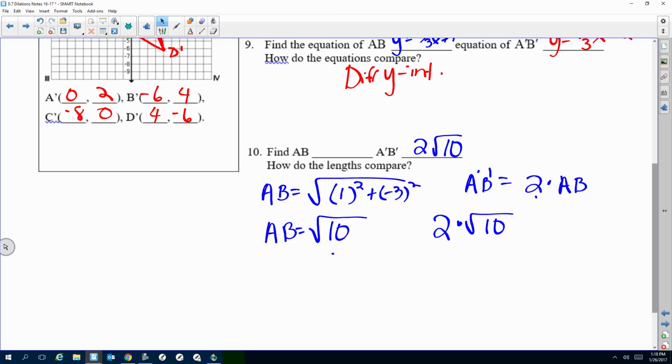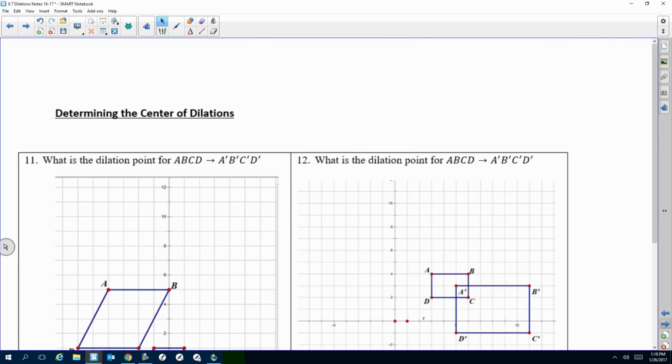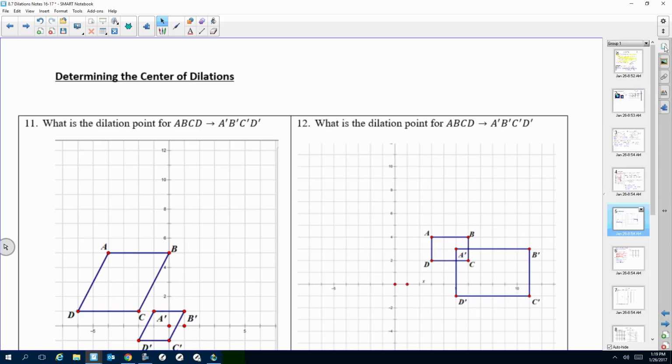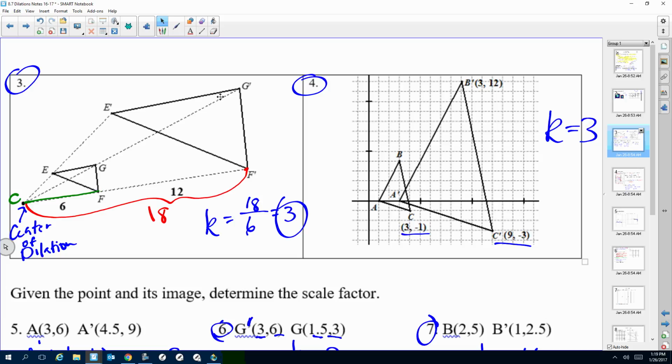All right, so 2 times the square root of 10. What's the relationship? Double. It should have, because that's the scale factor, okay? Now, before we do this real quick, I need to show you something. Look real quick. This first one I gave you, these lines, this is important, so don't stop what you're doing, please.